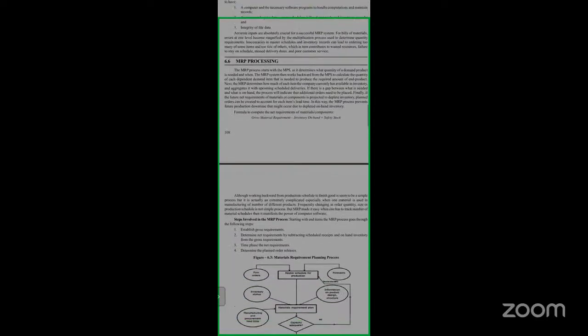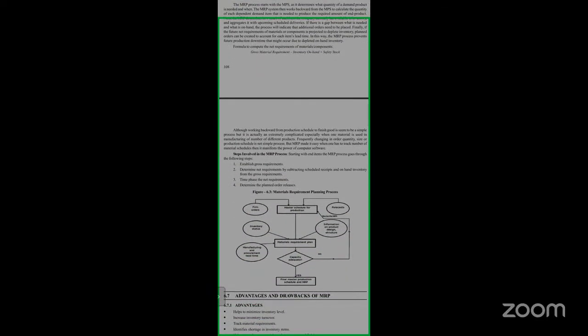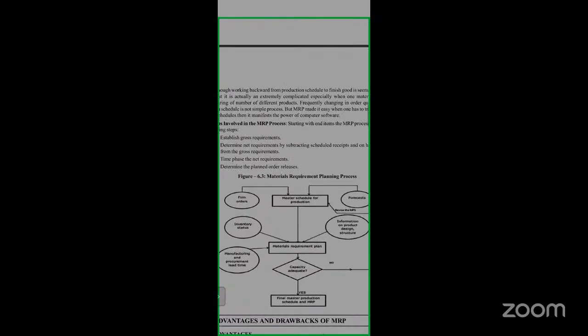MRP processing: some formulas are given here. Gross material requirement minus inventory on hand plus safety stock is the net requirement of materials. Whatever material we require, some is already there, and we also keep safety stock, which is always kept aside for safety purposes. When you calculate as per this, then you will know what material you need to order. And you can look at the material requirement planning process, the same as whatever we discussed.